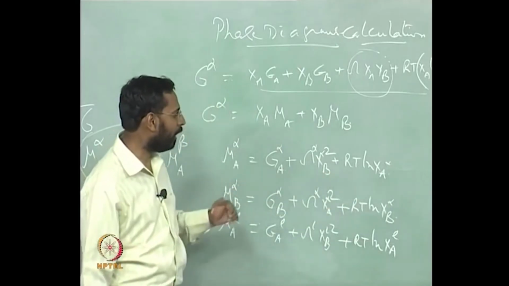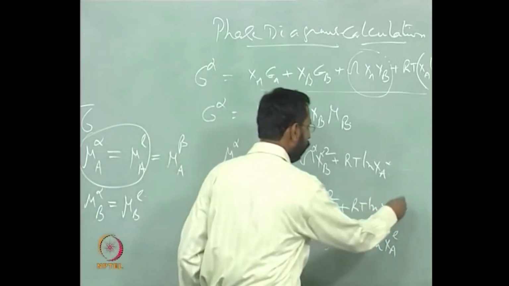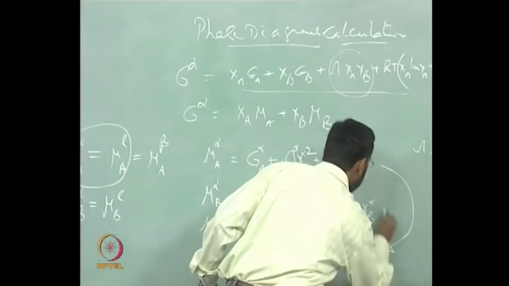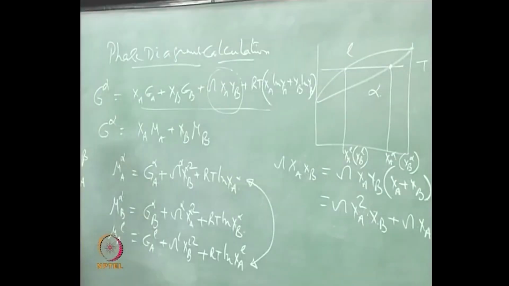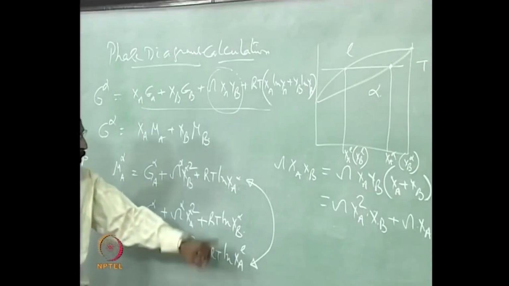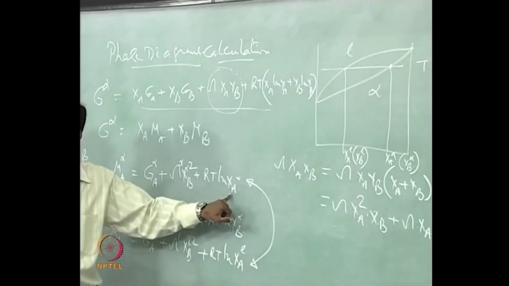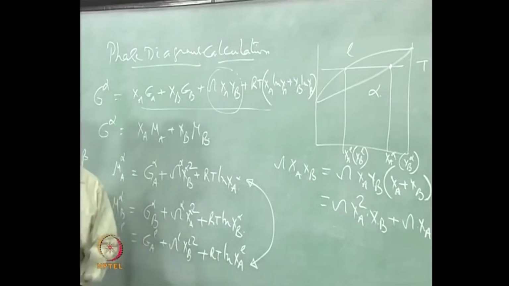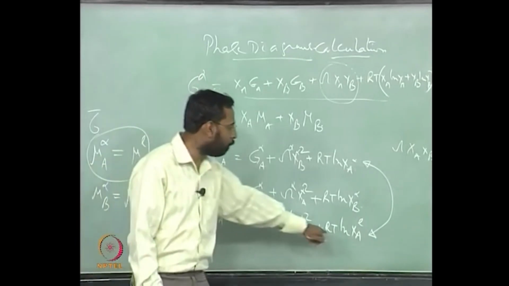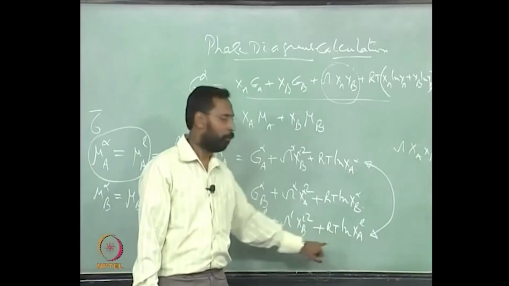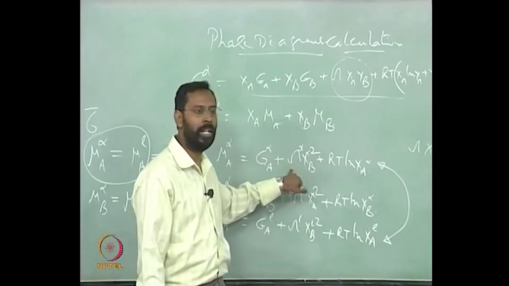So what I need to find out, if I equate these two, I get an equation. In that equation I have basically two unknowns, XA alpha and XA liquid. These are the two unknowns. And what should be the known things for us? We should know the temperature at which we are doing it. We should also know omega liquid and omega alpha.